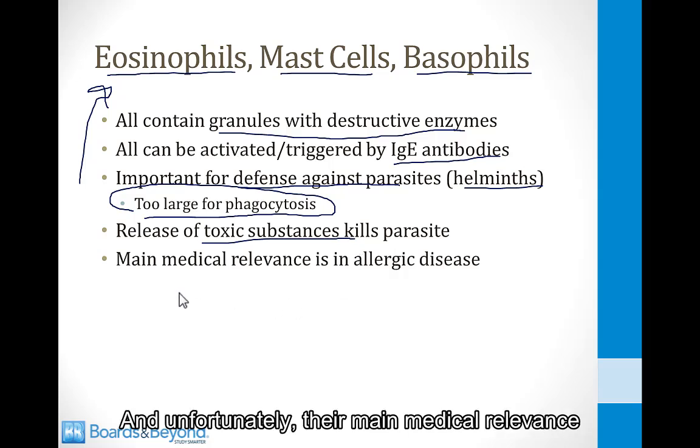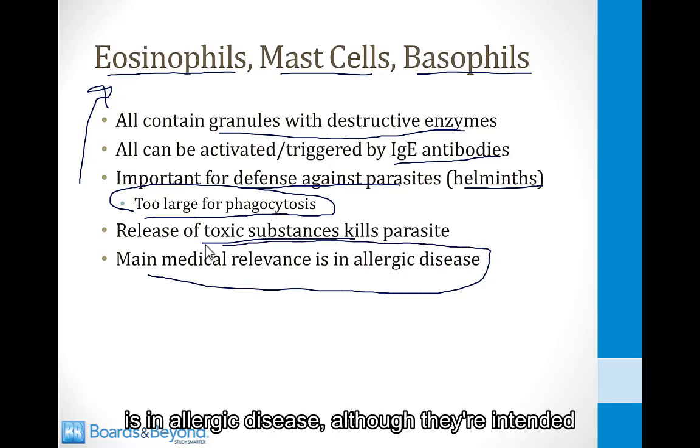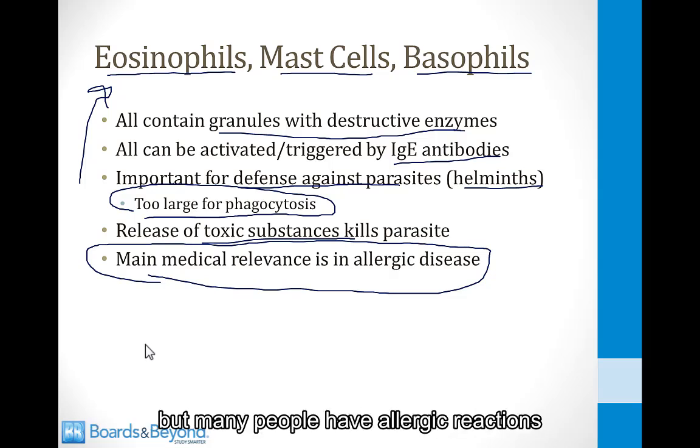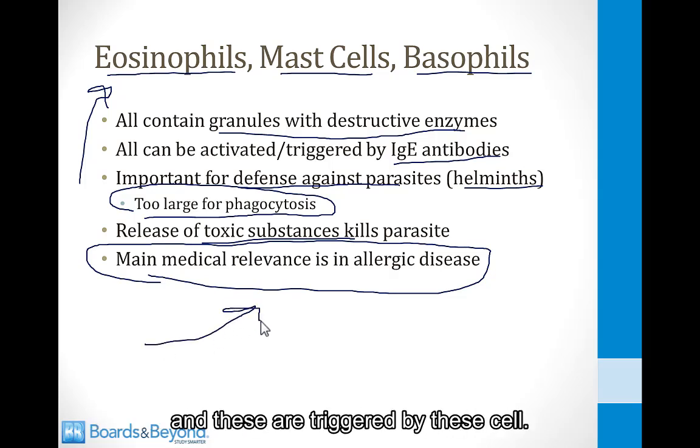And unfortunately, their main medical relevance is in allergic disease. Although they're intended to kill parasites, we don't often encounter many parasites these days, but many people have allergic reactions, and these are triggered by these cells.